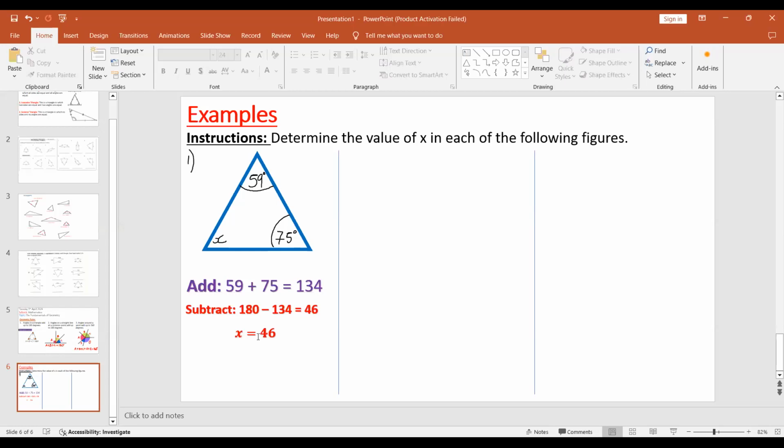Yes, sir. Good. Explain how we got 46, Gilbriana. So how we got 46 is we add 59 plus 75, and when we add them, we got 134. Then we subtract 134 from 180 because the angles in a triangle add up to 180. When we subtract that, we got 46. 46 is our answer. X is equal to 46. Very good.